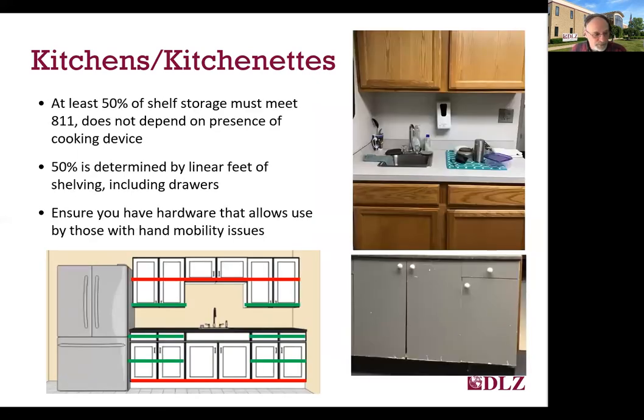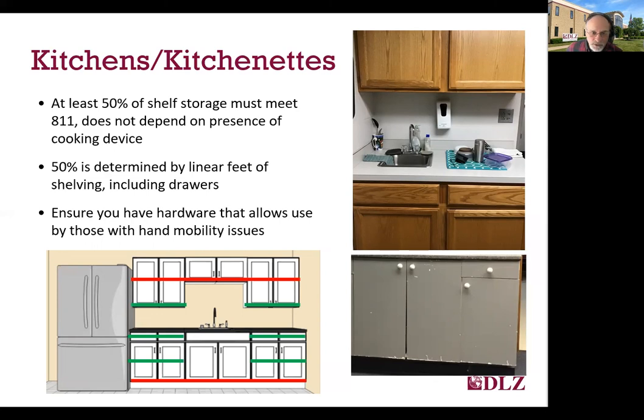804.5 addresses requirements for storage. I'm not going to go into great detail about it, but essentially 50% of all the shelf space is required to be accessible. And you can see here where I've highlighted on the figure on the bottom left in red, all the shelf space that is below 15 inches or above 48 inches, and the shelf and drawer space that is above 15 but below 48 inches and is compliant.